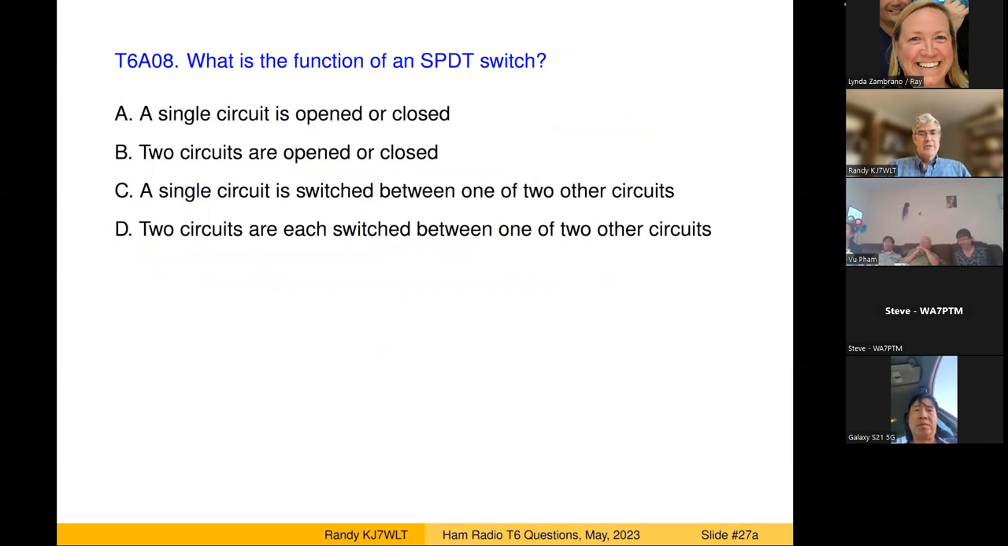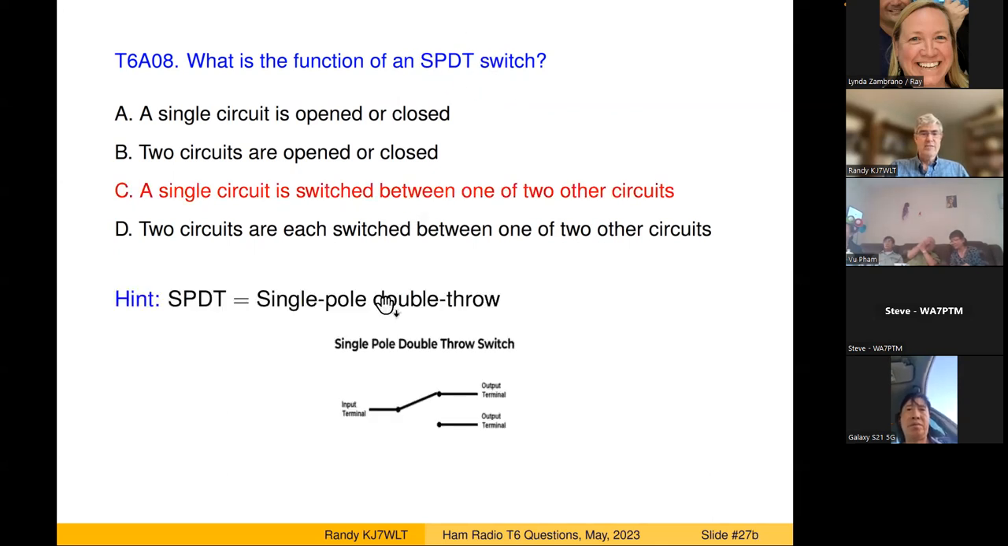Okay, now this moves on to a slightly different topic. What's the function of an SPDT switch? So again, you have to kind of remember what that means. It turns out it stands for a single pole double throw switch. So what does that mean? It means you have a wire that's coming in and a switch here that can connect it either to the wire on top or to the wire on the bottom, depending on which way you switch it.